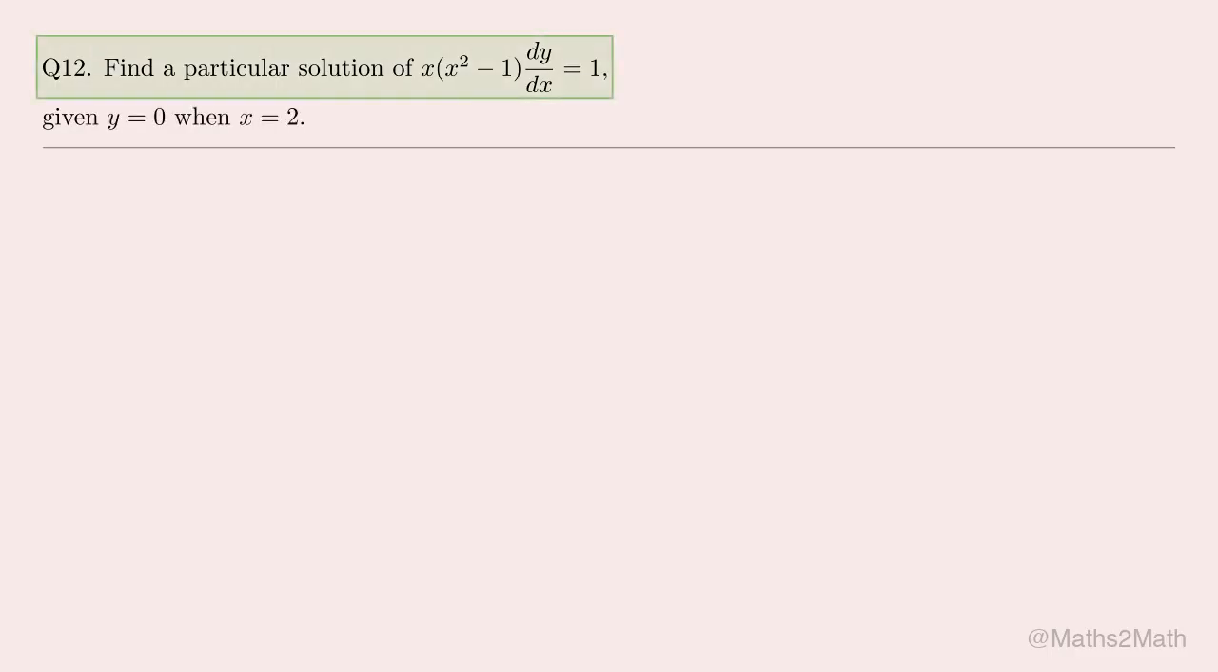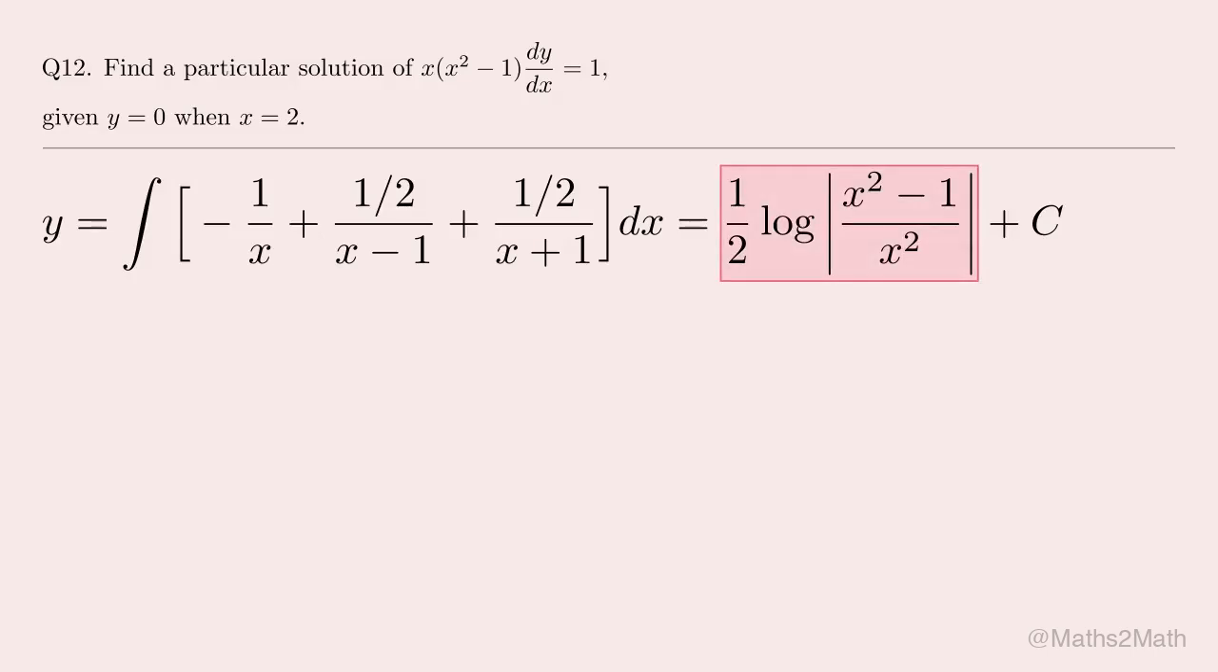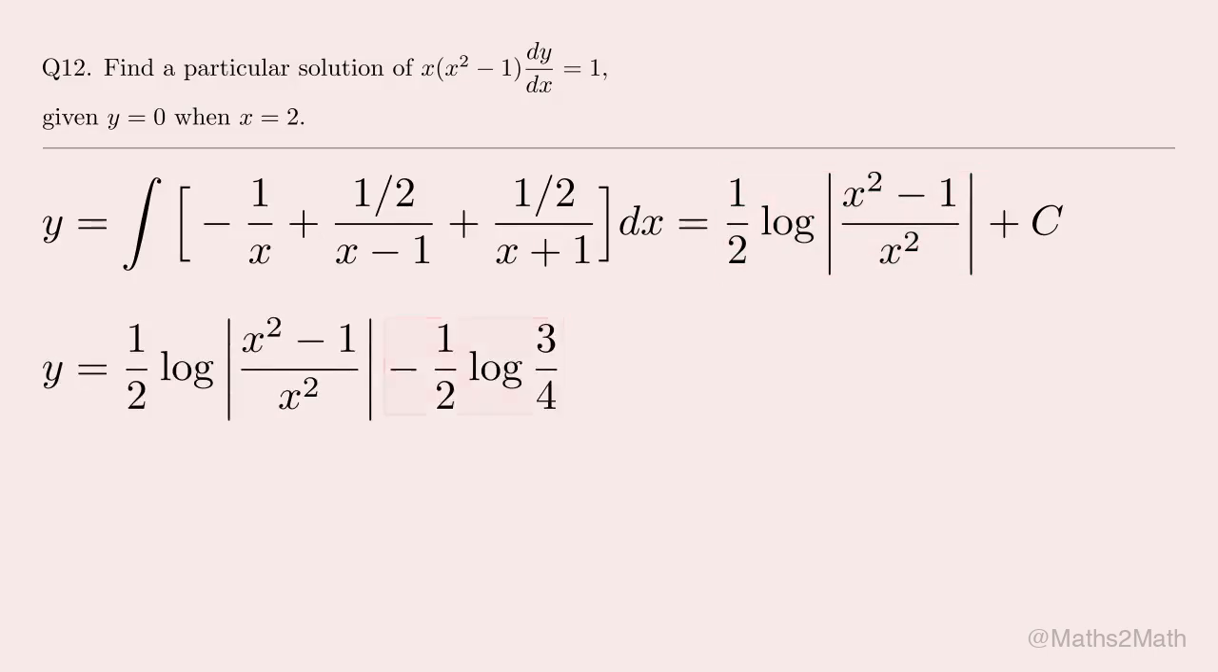Question 12. Partial fractions over 3 roots, then the condition at 2. The split has minus 1 over x and halves at the shifted roots. Decompose and integrate to a packed log. At x equal 2, the log reads 3/4, so c cancels it.